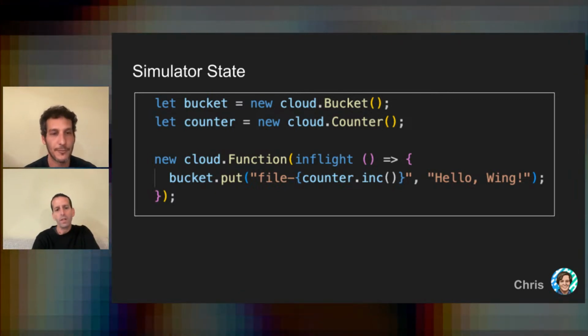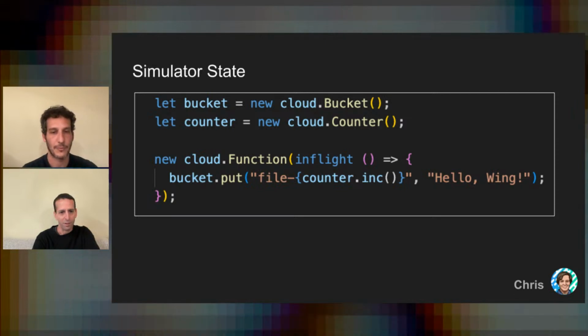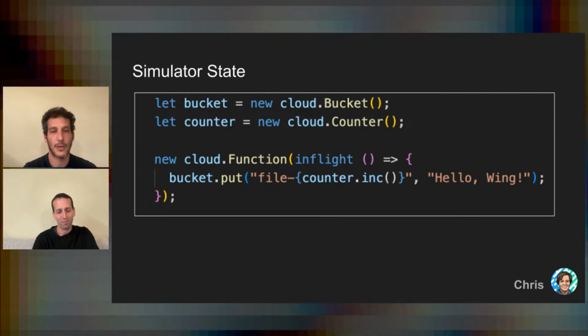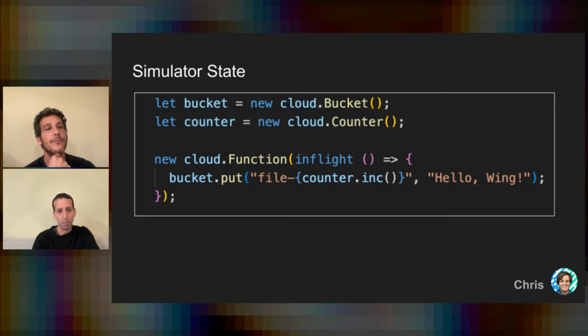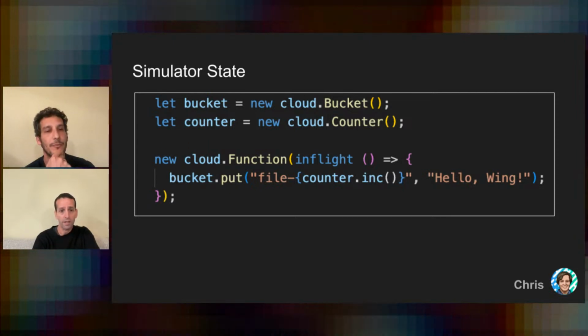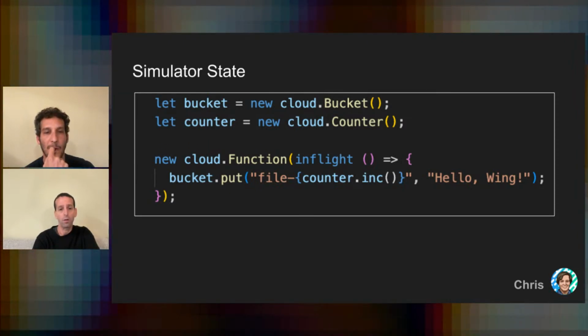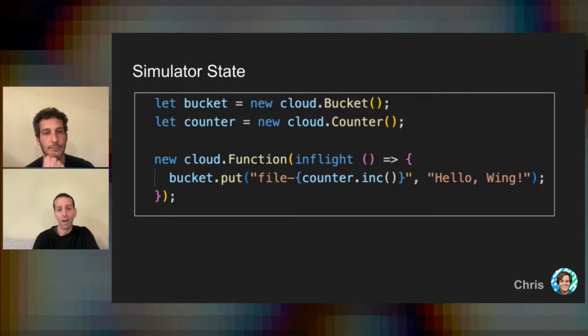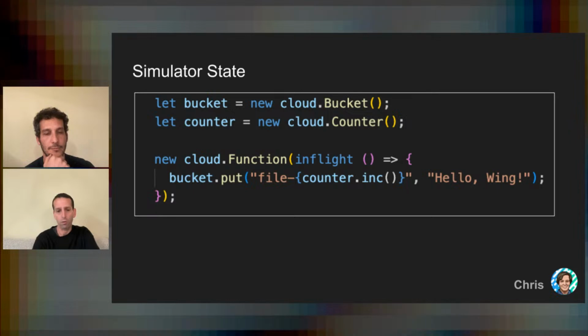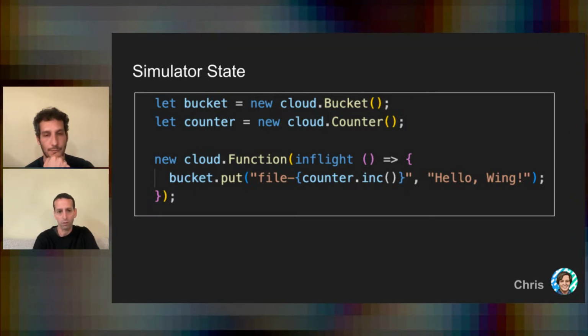Okay. It's a very simple example, very similar to our Hello Wing example. Essentially we have a bucket, a counter, and a simple cloud function. When this function is invoked, it just adds another file, file-0, file-1, based on the counter value. Right.